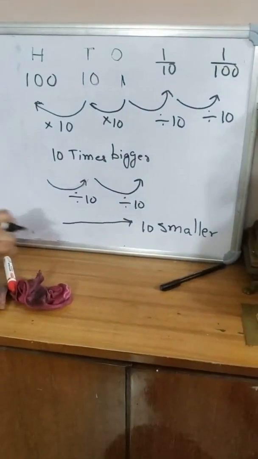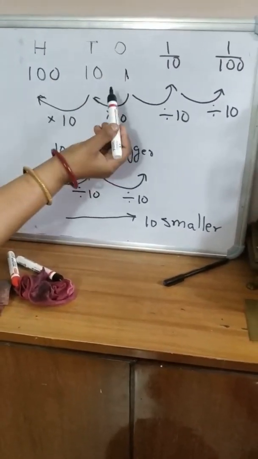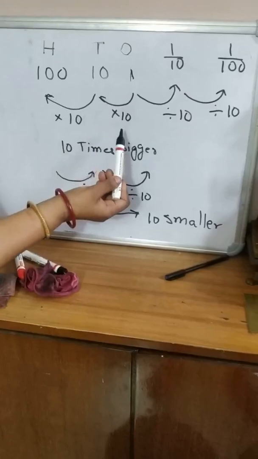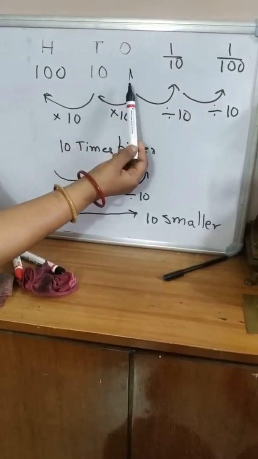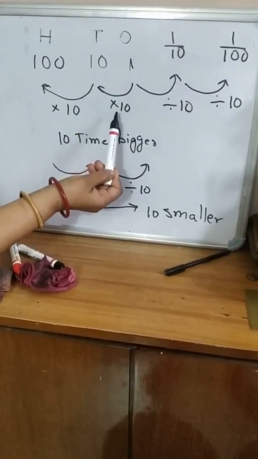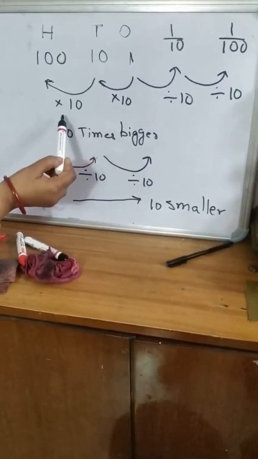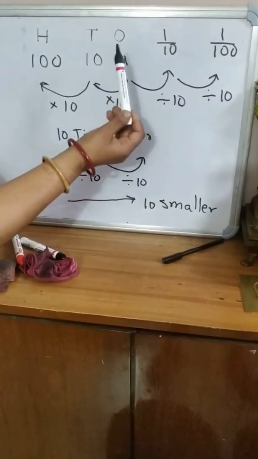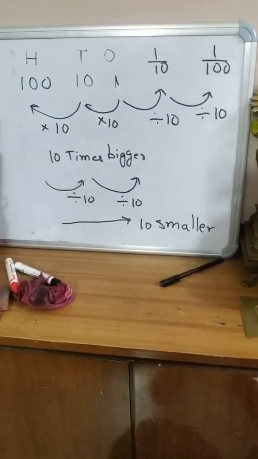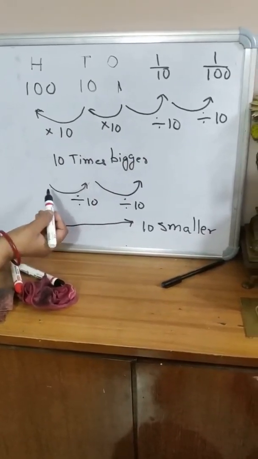Now all of you see. From ones place to tens place to hundred place, when I am moving from right to left, I multiply by 10. From ones to 10, it becomes 10 times bigger. And from 10 to 100, again I multiply by 10, it becomes 10 times bigger. When I am going from right to left, the value becomes 10 times bigger. But when I want to go from left to right, what will I have to do?